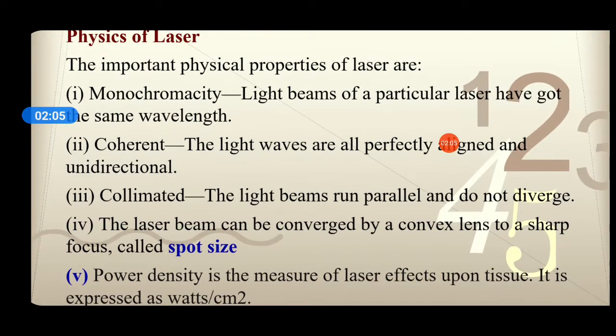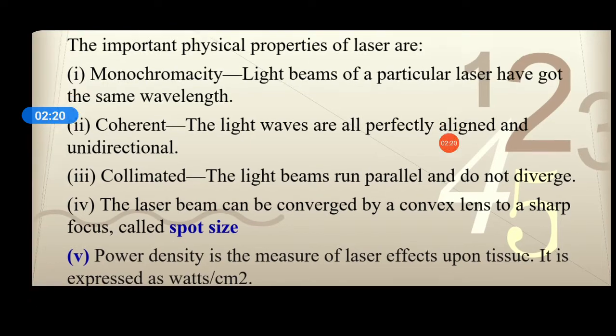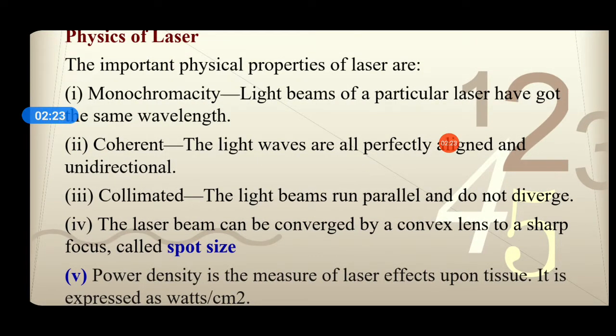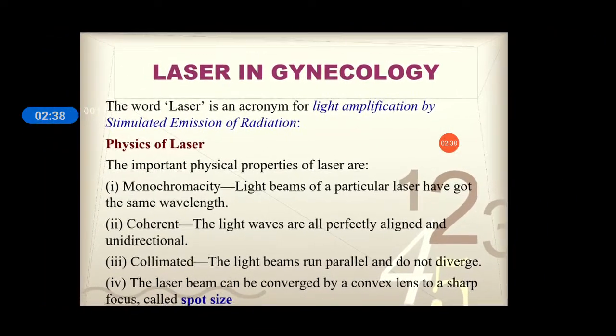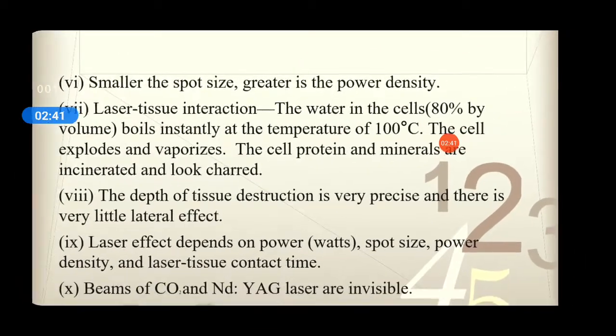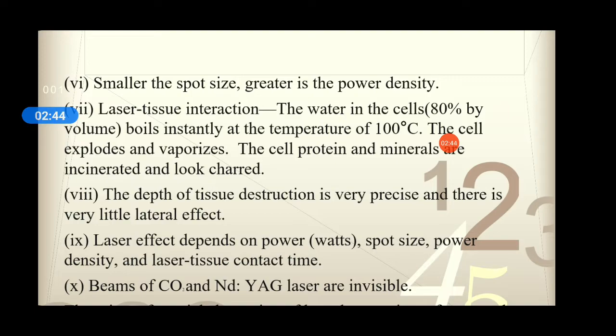The laser beam can be converged by a convex lens to a sharp focus, which is called the spot size. So when these laser beams are converged using a convex lens to a focus, that focus is called the spot size. Okay. Power density is a measure of laser effect upon the tissue. So how the laser affects the tissue is measured in terms of power density, and it is expressed as watts per centimeter square. Smaller the spot size, greater is the power density. See, whenever the spot size is smaller, the power density will be greater.